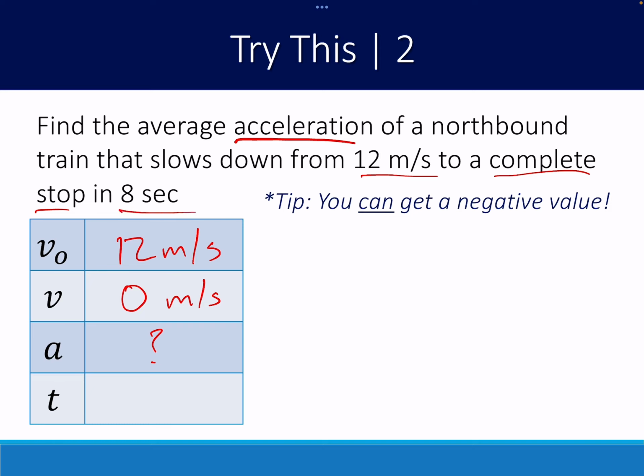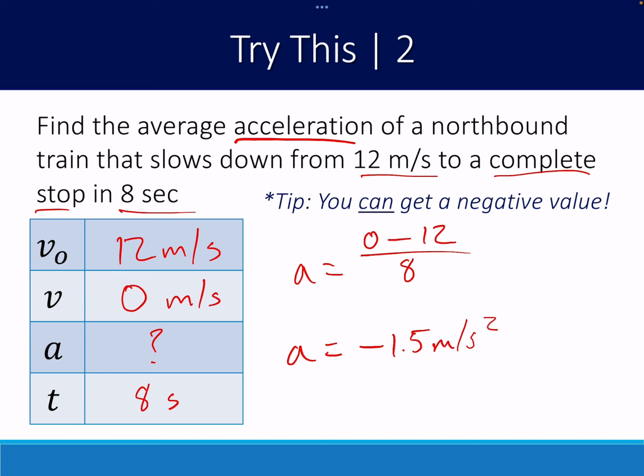We don't know that. We do know the time, which is 8 seconds. So we're going to get a formula that looks a little bit like this. Our final velocity is 0, minus 12, divided by 8. Now notice, because it's slowing down, we're actually accelerating in the negative direction, opposite the direction that we're moving. So what we should get is a negative number here. Calculate it out, and we get an acceleration of negative 1.5 meters per second squared, because it's basically just negative 12 divided by 8.